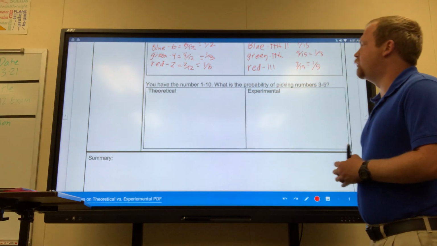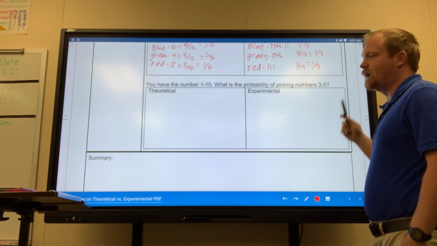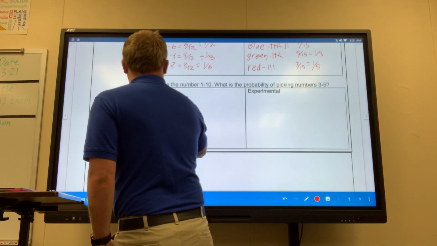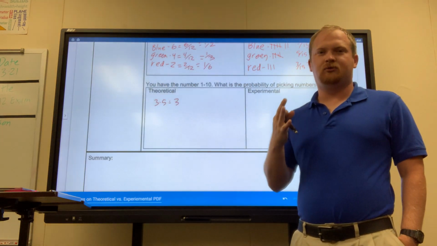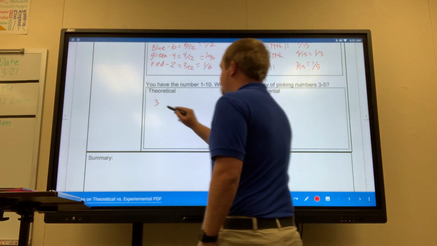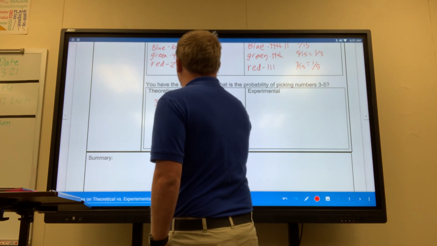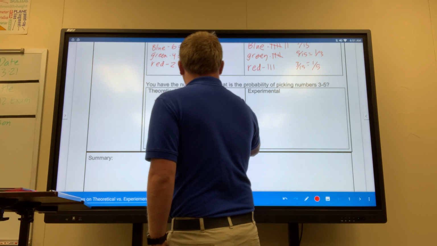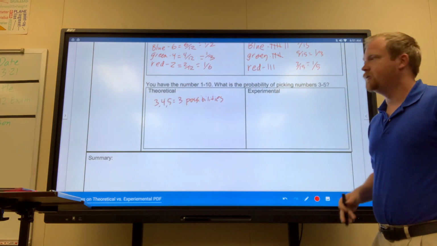we're going to have numbers 1 through 10, but what's the probability of picking 3 through 5? Well, let's think about this. 3 through 5, there's 3 numbers, because there's 3, 4, and 5. 3 possibilities. Okay, that's what we're going to say. We're going to say 3 possibilities.